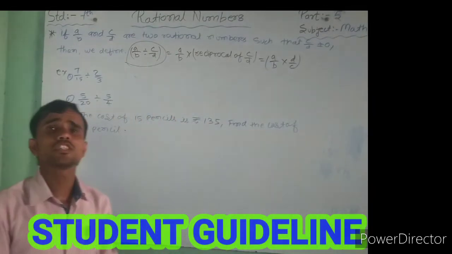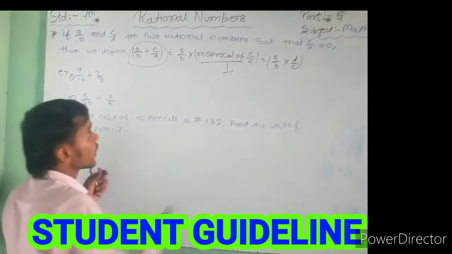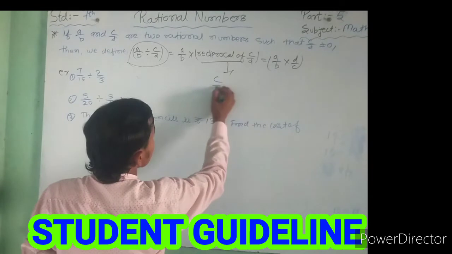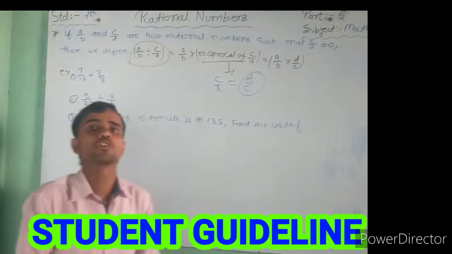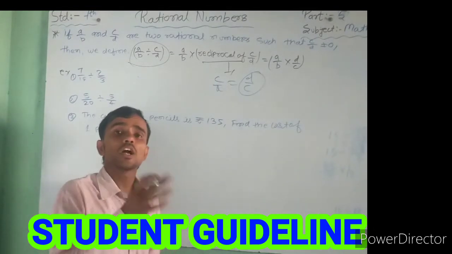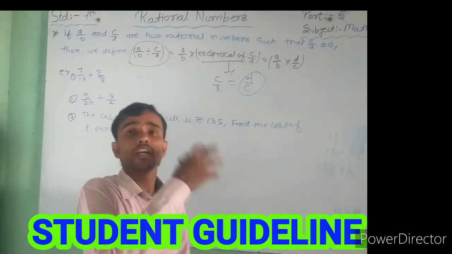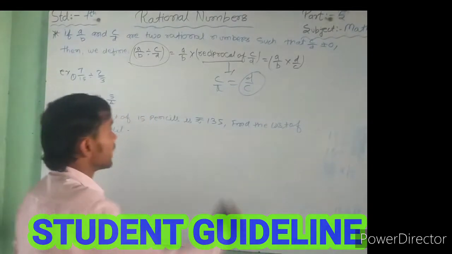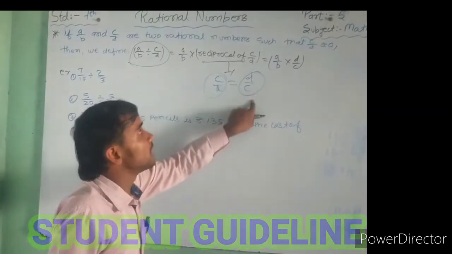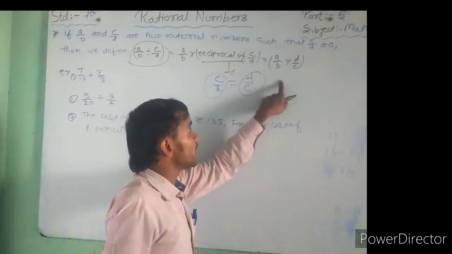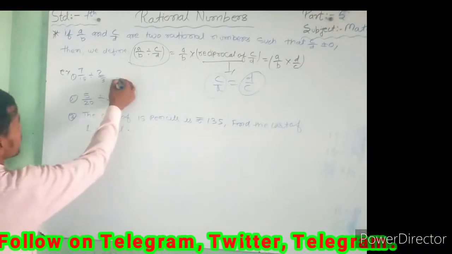So my dear students, what is the reciprocal? Reciprocal means just opposite. Here c by d becomes d by c. That's the reciprocal. Whichever number is the denominator changes to the numerator, and whichever is the numerator changes to the denominator. So the reciprocal form of c by d is d by c. So just a by b into d by c. That's so easy.